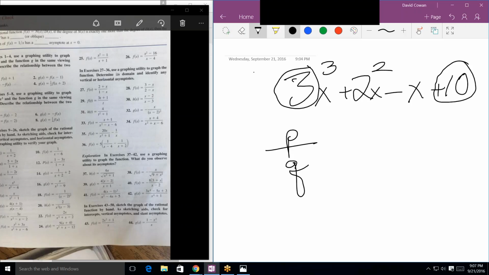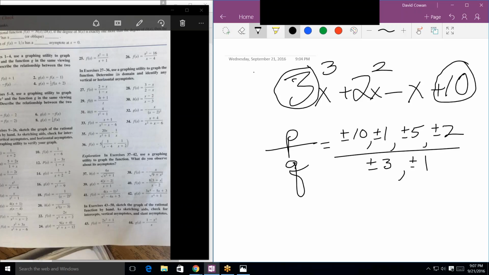of the highest term. So in this case, possible P's are plus or minus 10, plus or minus 1, plus or minus 5, and plus or minus 2. Possible Q's, plus or minus 3, plus or minus 1. Now, what are possible rational factors? You have to take all combinations.